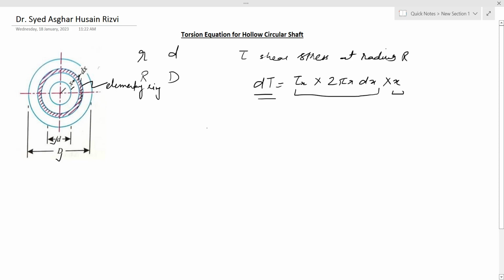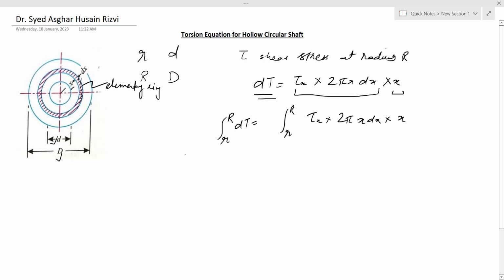Now we integrate it from the portion where the material has started. We will integrate it from small r to capital R. We will integrate the turning moment to find the total turning moment on this hollow shaft, and this is from small r to capital R, tau x into 2 pi x dx into x.